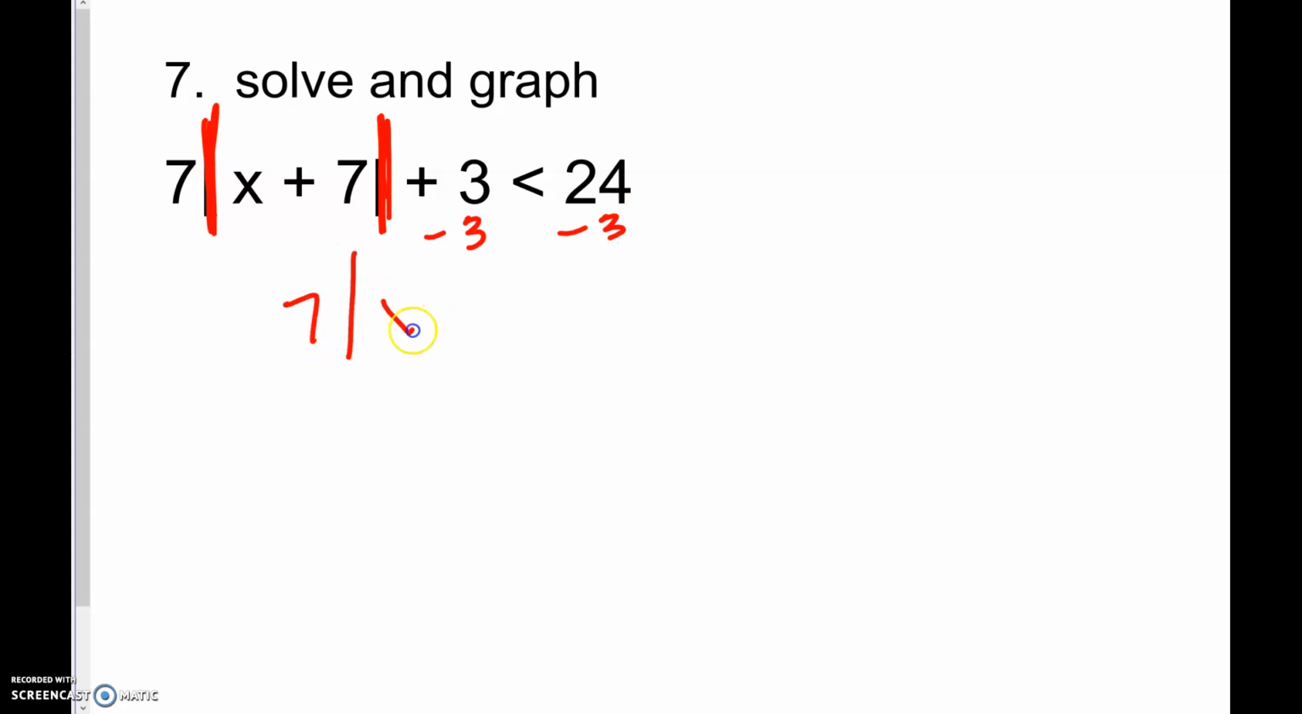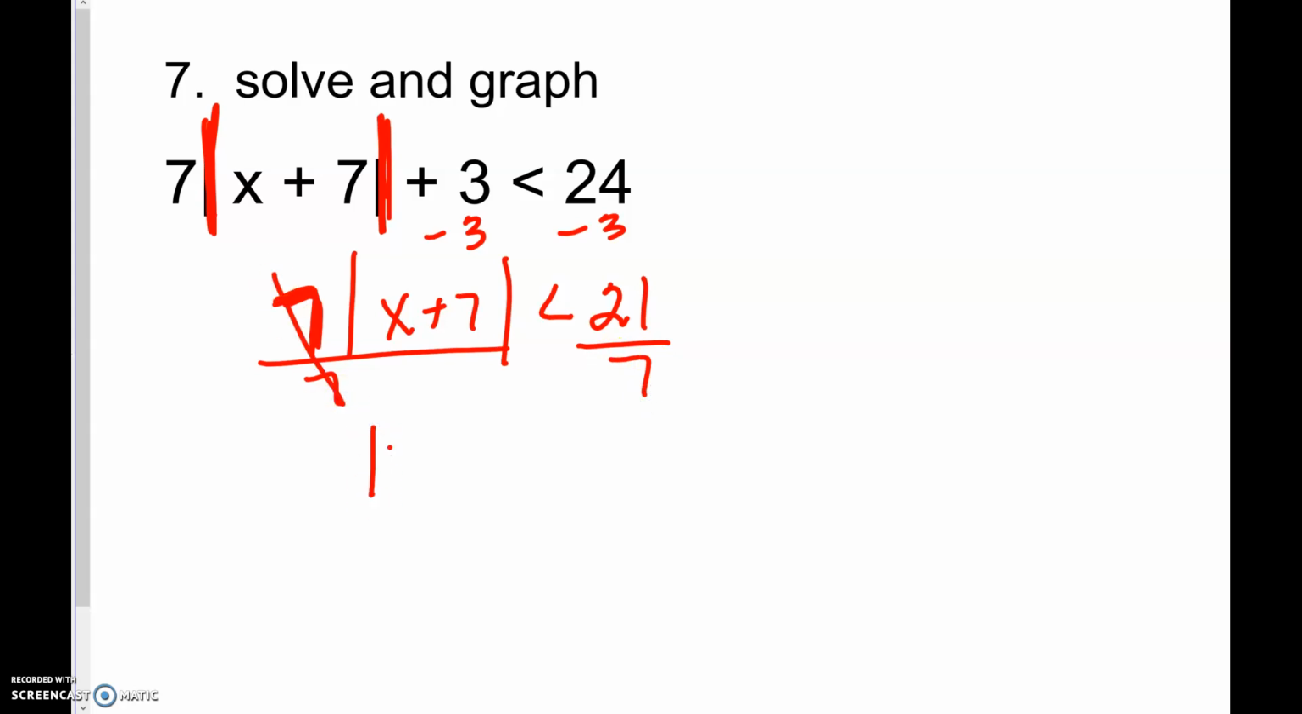7, absolute value of x plus 7 is less than 24 minus 3, which is 21. Now we have to get rid of the 7 that's in front, so we're going to do that by dividing both sides by 7. And we're dividing by a positive number, so right now there's no flipping. 21 divided by 7 is 3. All right, we finally have it.